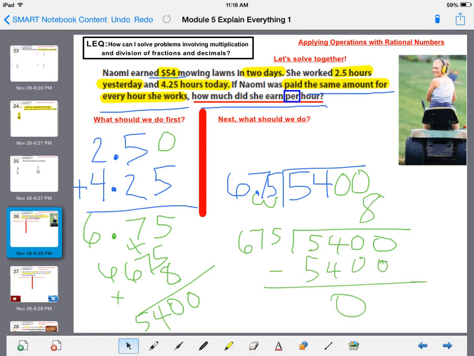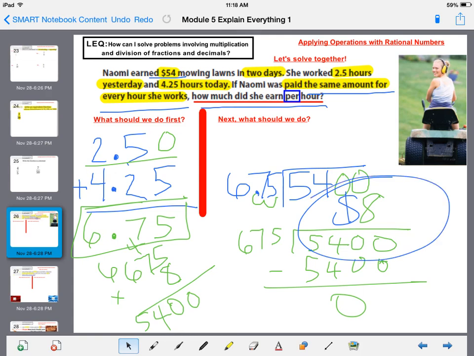And so the answer here, after we added the hours that Naomi worked yesterday and today and got that total, and divided that into the money that she made, that will then help us to determine how much she earned an hour. And in this case, Naomi earned $8 an hour.